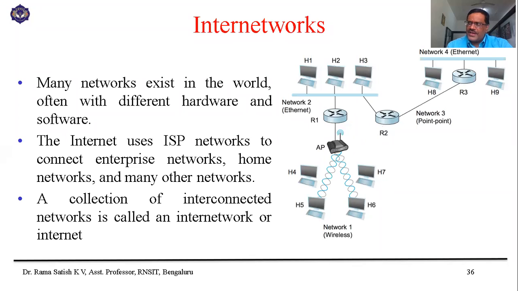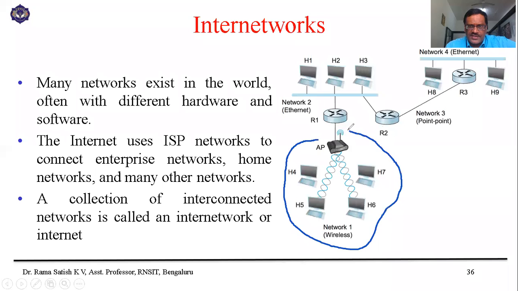Next, a very important and very interesting thing is internetworks. It's a network of networks. Look at one simple example that I would like to give. This is a Wi-Fi network, a completely wireless network. Through a wireless access point, hosts 4, 5, 6, 7 are connected. This is one network. And this is another network, an Ethernet. It is a LAN where your devices H1, H2, H3 are hosts connected.